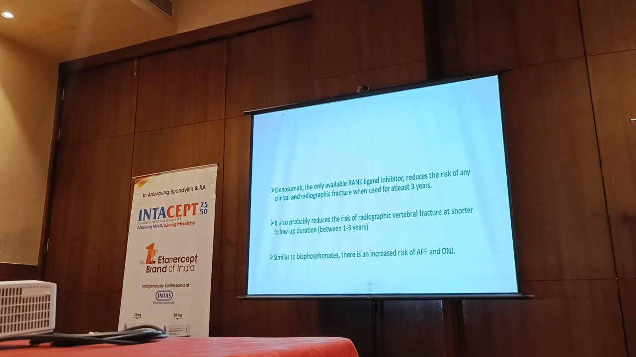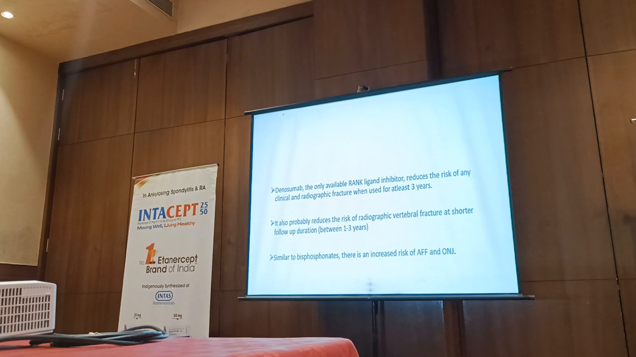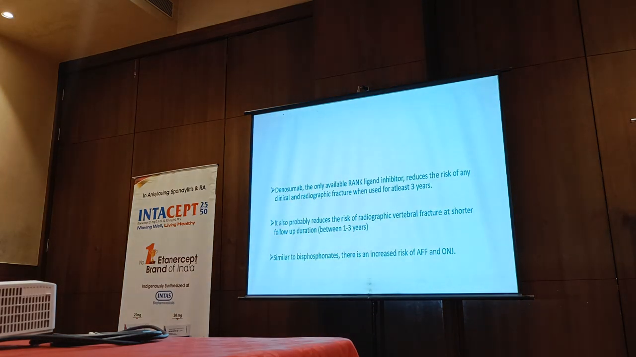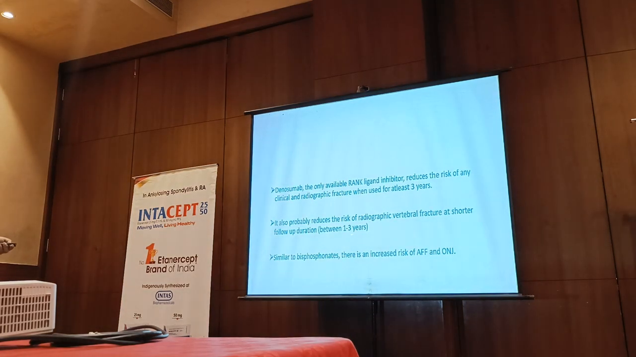Denosumab is the only available RANK ligand inhibitor which reduces the risk of any clinical and radiographic fracture when used for at least 3 years. It also probably reduces the risk of radiographic vertebral fracture with shorter follow-up duration. So in 1 to 3 years, when we are giving only 2 to 3 doses, we give denosumab in a 6 monthly dose. So 1 year means 2 doses and 3 years means 6 doses. Even in 1 to 3 years, it probably reduces radiographic vertebral fracture. Similar to bisphosphonate, there is increased risk of AFF and ONJ.